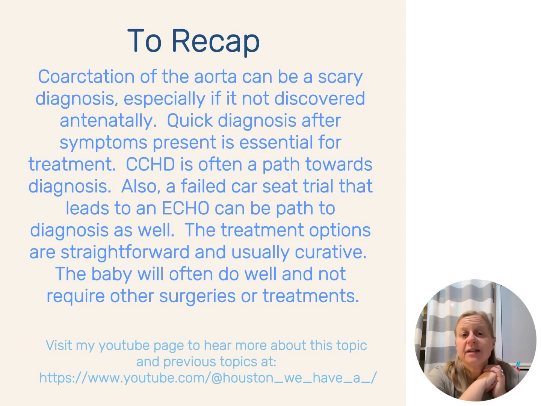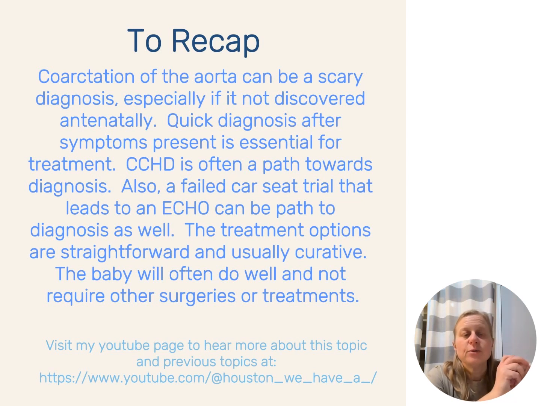But this can be a very scary diagnosis, especially if your baby is getting ready to discharge and they're getting their CCHD and their car seat trial, and then all of a sudden we're getting abnormal findings, maybe transferring to a NICU, getting seen by cardiology. If we know it antenatally, again, we're going to be having extra appointments, extra fetal echoes, all of these things that are going to get in the way of what we consider to be a normal labor and delivery experience. Remembering that echo is the gold standard for diagnosis for this and all congenital heart defects.